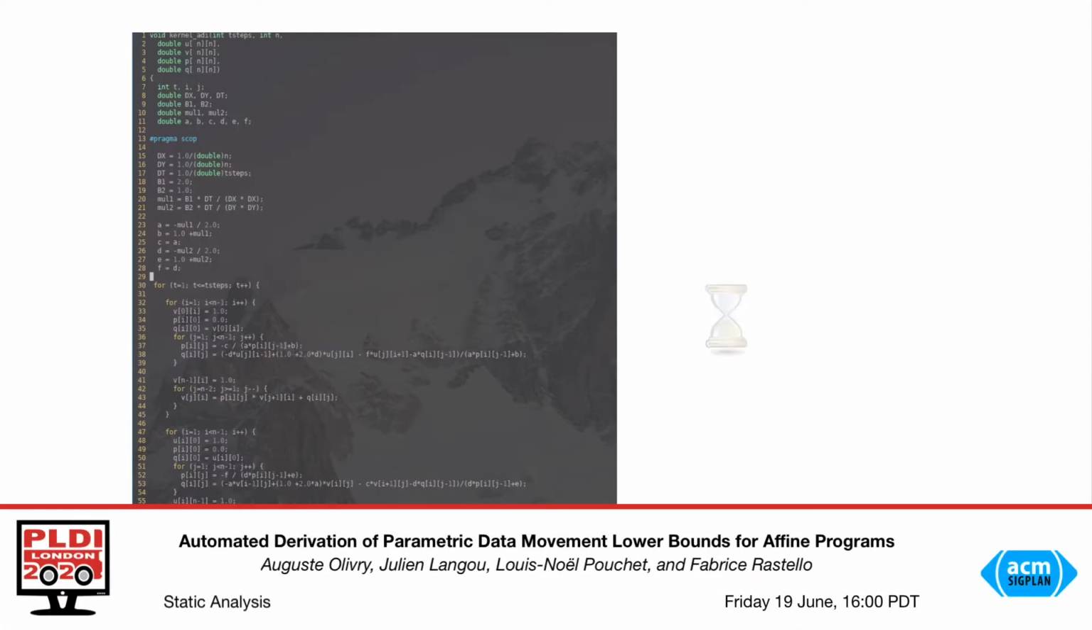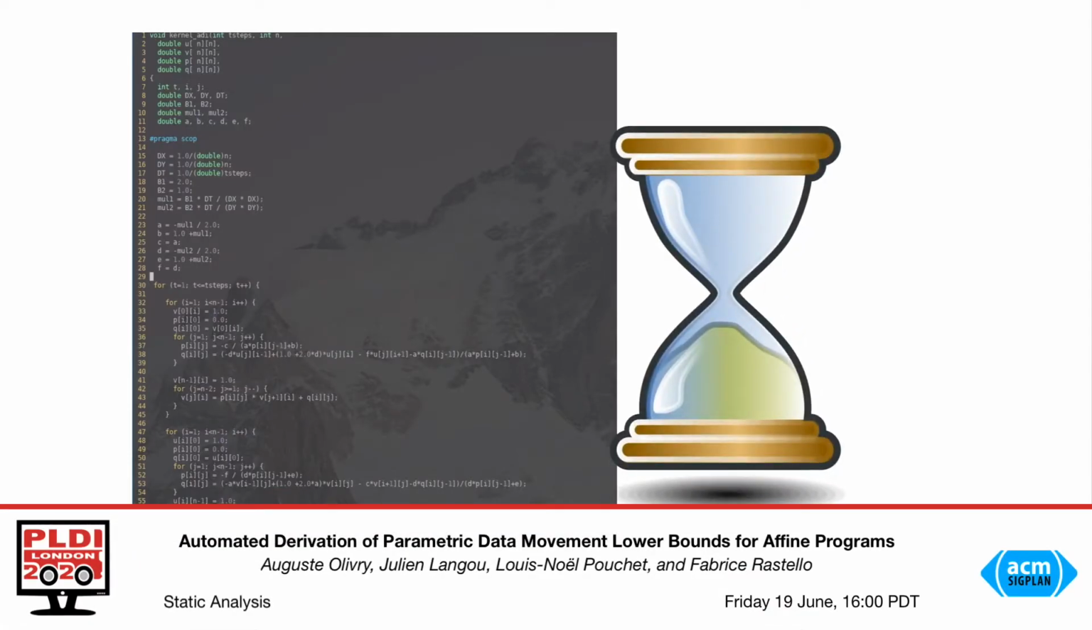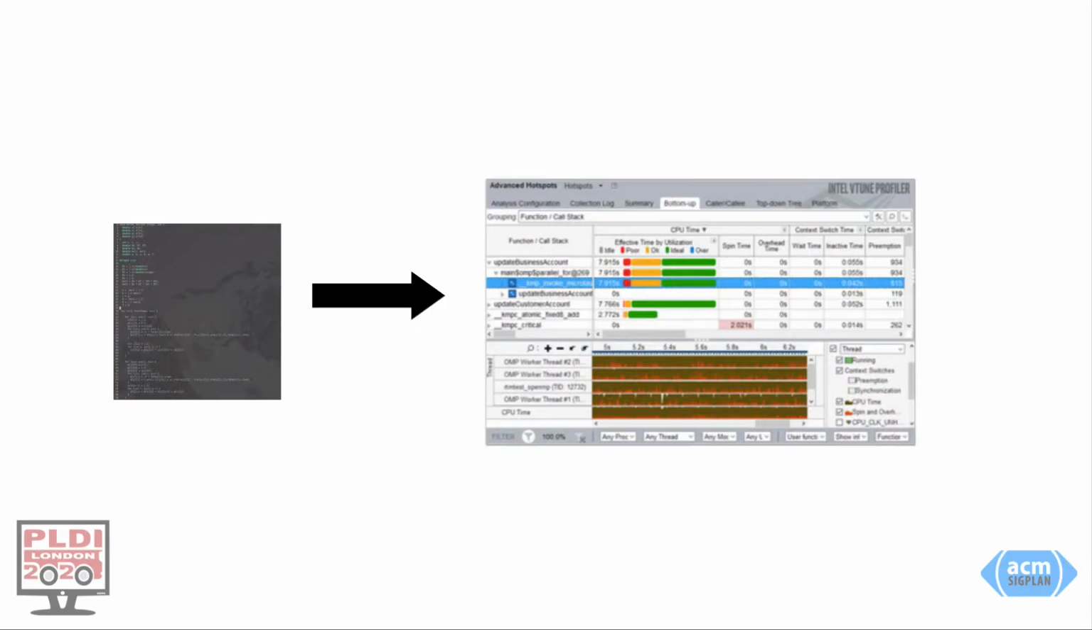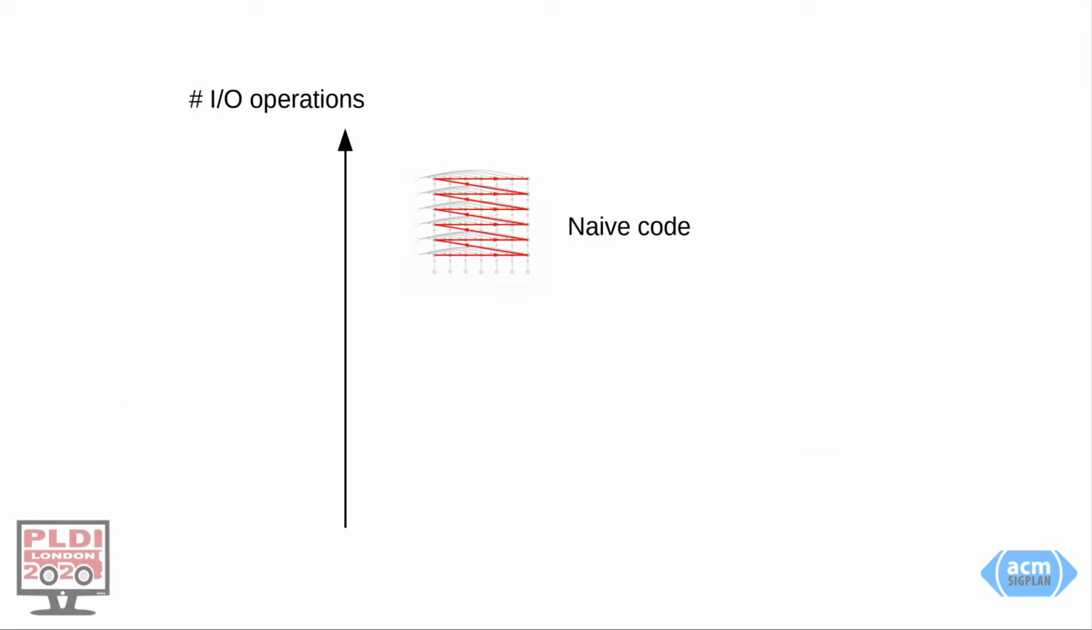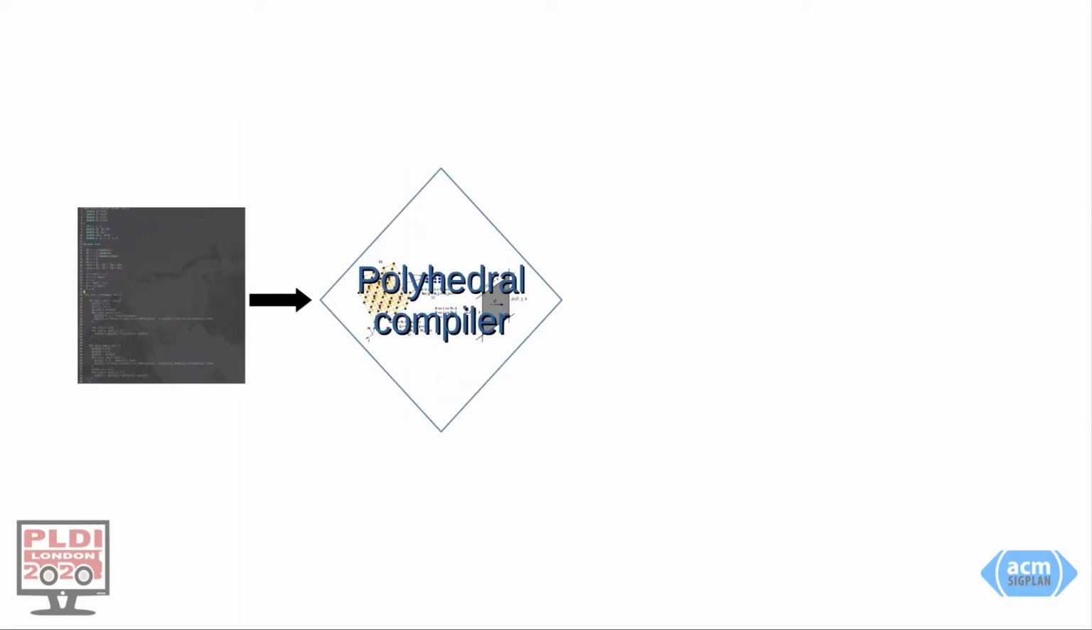Let's say you wrote a program, but it runs too slow. So you run performance measurements and you find that your program is doing a lot of cache misses. You know that in some cases, changing the schedule of operations using techniques such as loop tiling can greatly improve the I/O cost, that is, the number of transfers between memory levels. So you run a polyhedral compiler on your program.